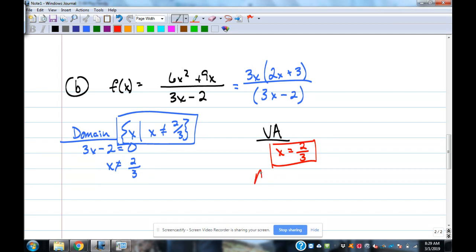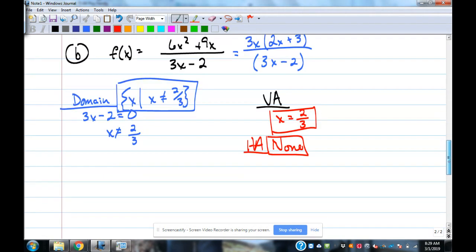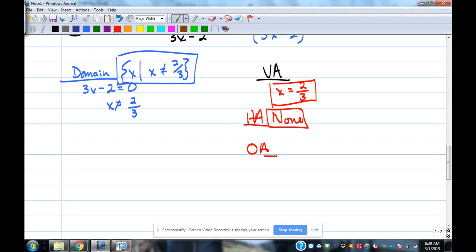And we know that the horizontal asymptote doesn't exist. It's none. But the oblique does. So we need to find the equation of the oblique asymptote. How do I do that?